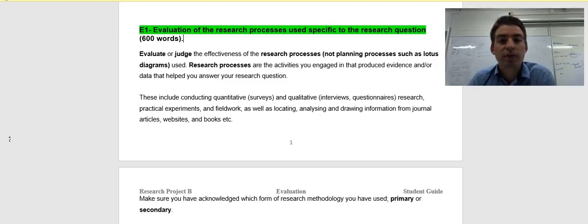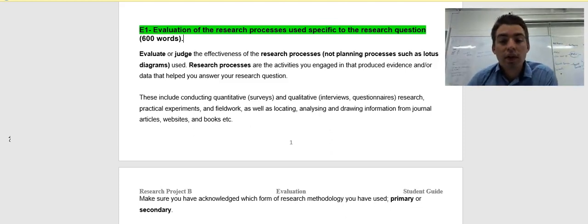Essentially what you need to do is to evaluate or to judge the effectiveness of the research processes. And so we're not talking about planning processes like your Lotus diagrams or your mind maps. We're talking about the activities that you engaged in, the activities that you did that produced evidence or data that helped you answer a question. So one process might be creating your survey. One might have been doing your interviews. One might have been looking at books. One might have been looking at videos, etc. Each of those are individual processes that you've used.